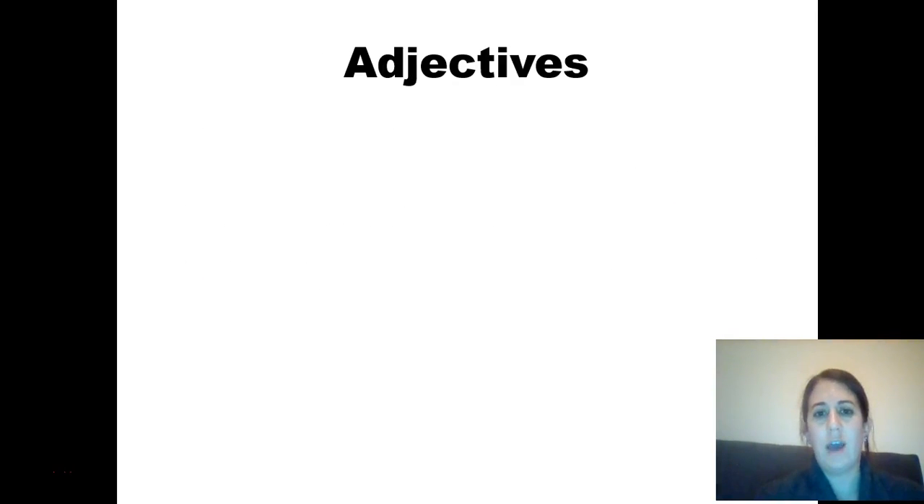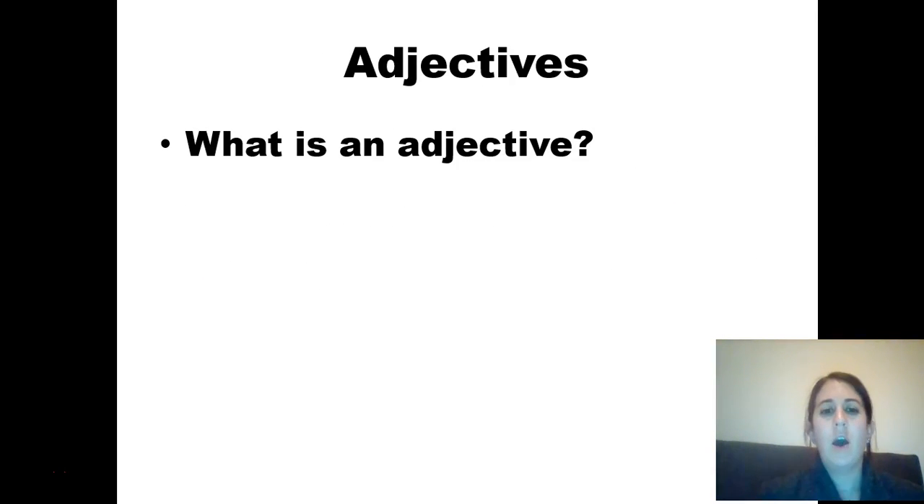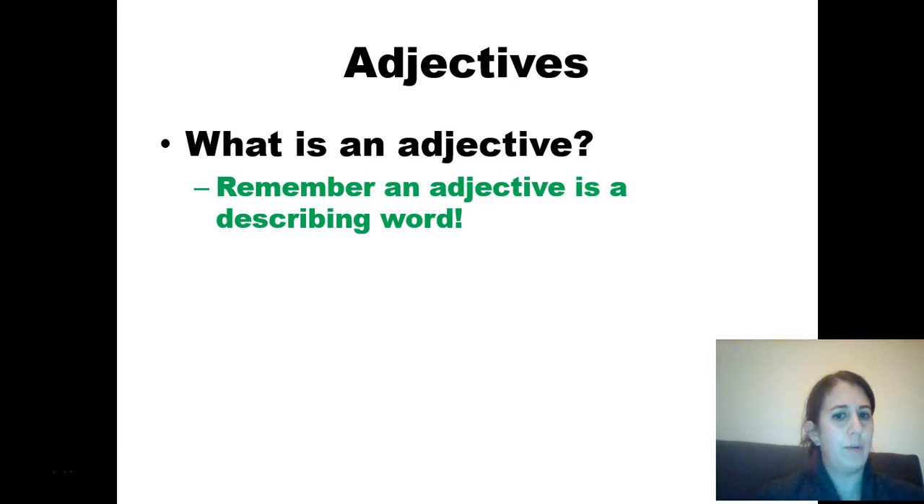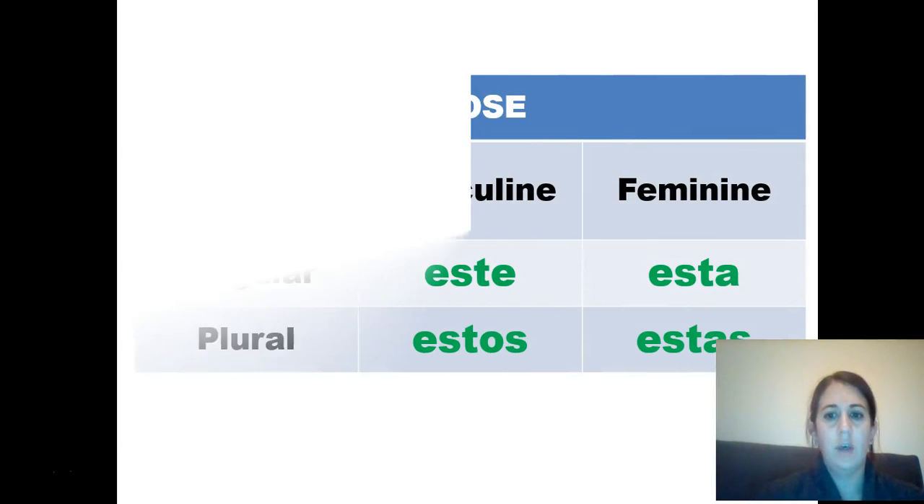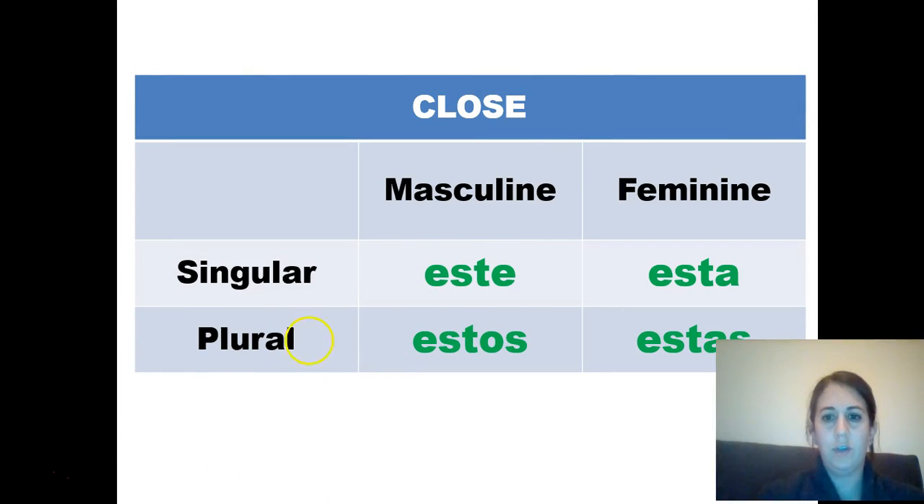So we're going to start with adjectives. Now remember, what's an adjective? Remember, adjectives are describing words. And in Spanish, our adjectives must agree with nouns in number and gender. So keep that in mind as you're learning these demonstrative adjectives. They're also going to have to agree with what it is that they're talking about. So here's our first list.